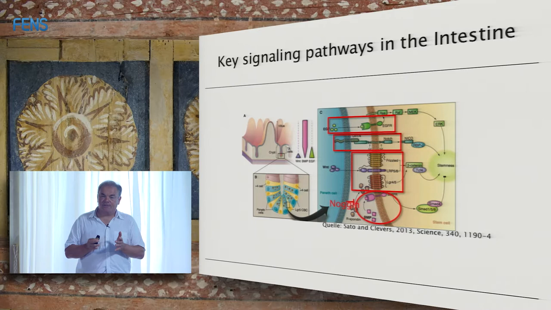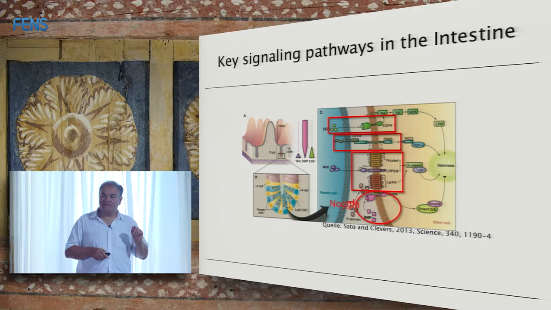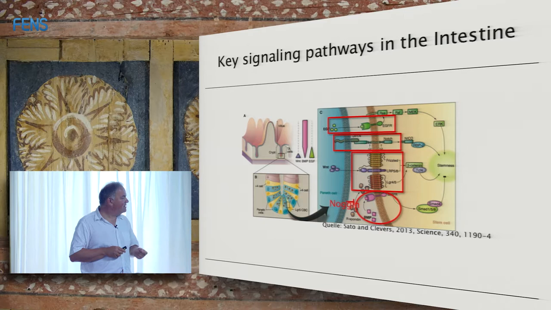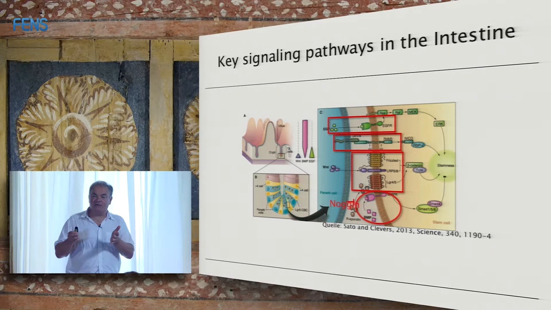So there had been many, many attempts to actually culture the intestinal crypts. But what was always missing was a good way to activate the Wnt signaling pathway. And I think actually that one key discovery or key finding for enabling the generation of intestinal organoids was the identification of a molecule that is called R-spondin, which can easily be generated in vitro and can be used as an activator of the Wnt signaling pathway.